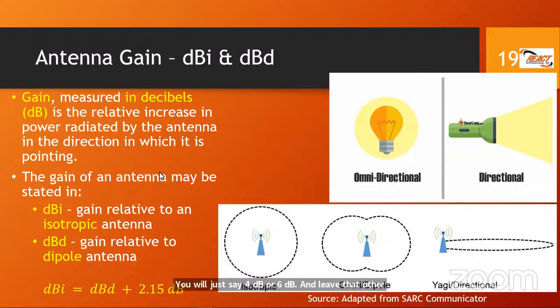But as a trained amateur radio operator, you wouldn't be duped, because you are familiar with the difference between dBi, which is gain relative to an isotropic antenna, and dBd, which is an antenna's gain relative to a dipole. And here we have it. dBi is equal to dBd plus 2.15. So whatever the dBd is, dBi will always be 2.15 dB greater.